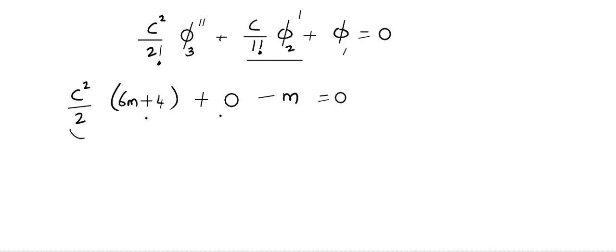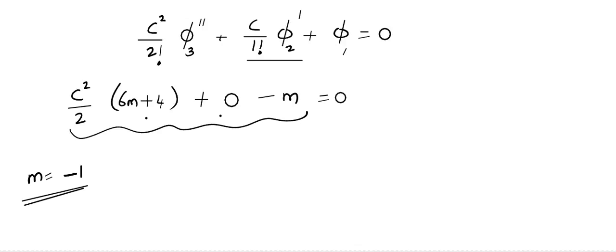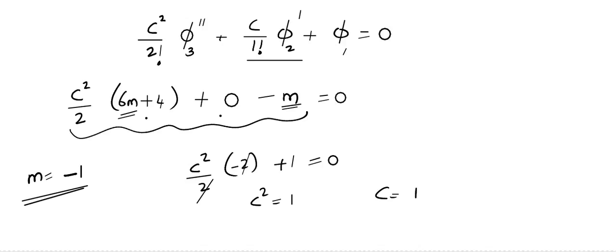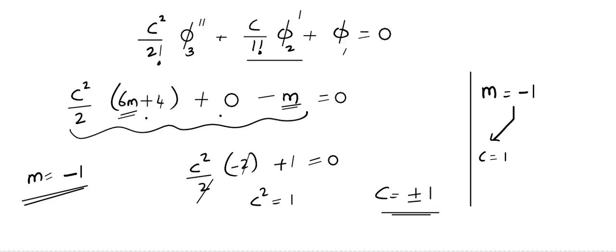Okay, now we'll try. We'll put m equal to minus 1. So c square by 2 into minus 6 plus 4, minus minus 1, is equal to 0. That means c square is equal to 1, c equal to plus or minus 1. Yeah, that's great. That means m equal to minus 1 gives c equal to 1 and c equal to minus 1.